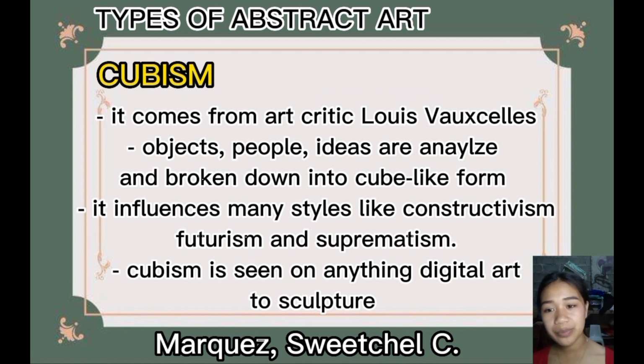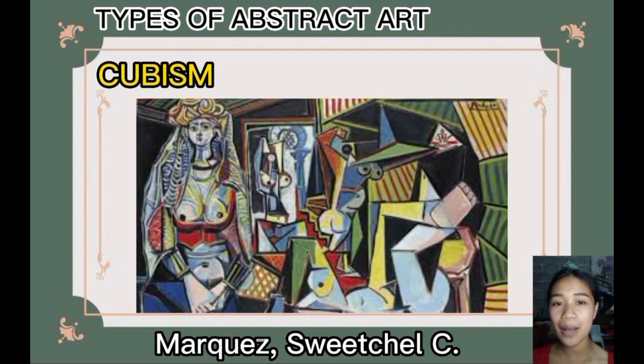Cubism. The name Cubism comes from the art critic Louis Vauxcelles, who remarked on the work of Braque being composed of cubes. In Cubism, objects, people, and ideas are analyzed and broken down into cube-like forms that reflect the basic composition of the notion that defines them. Cubism influenced many styles such as constructivism, futurism, and suprematism. In fact, Cubism remains influential to this day, as its infamous forms are seen in anything from digital art to sculpture. And here is an example of Cubism.